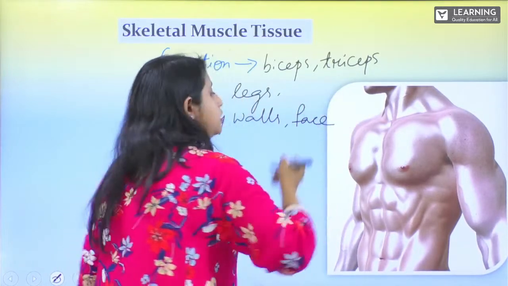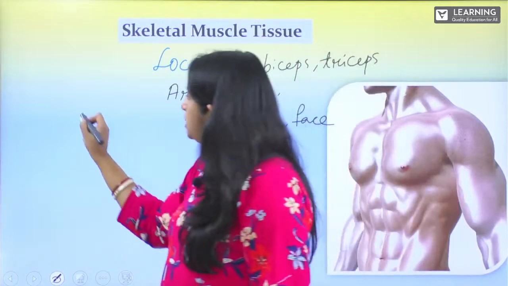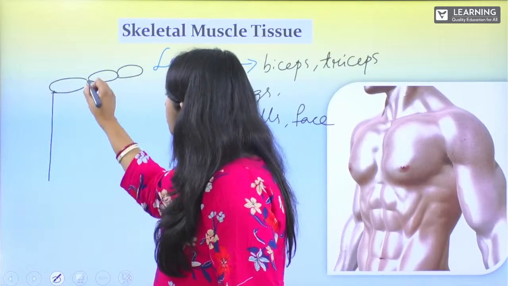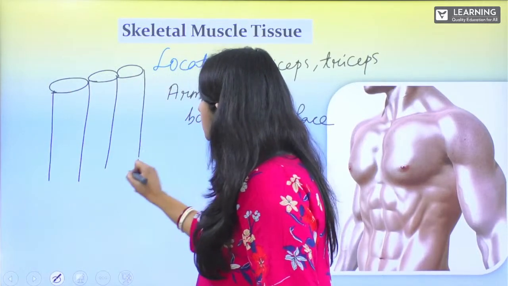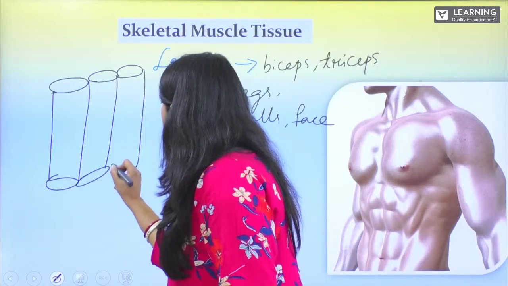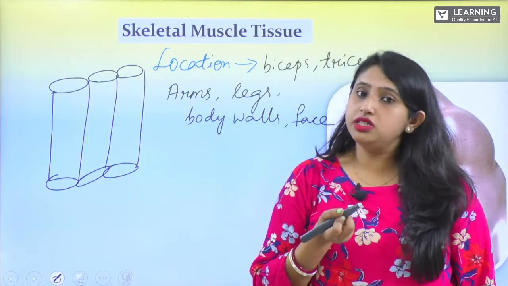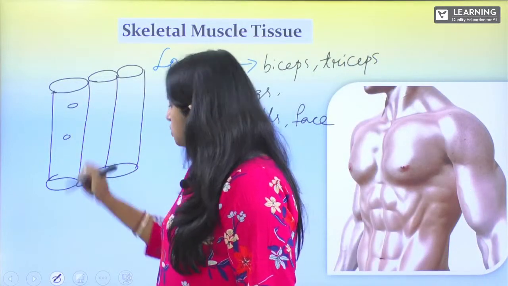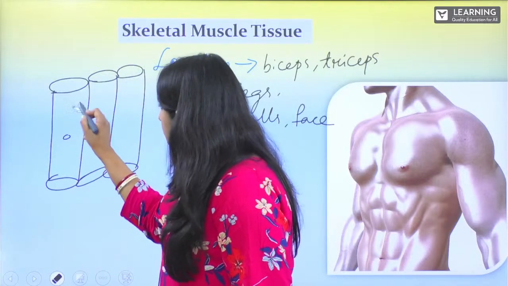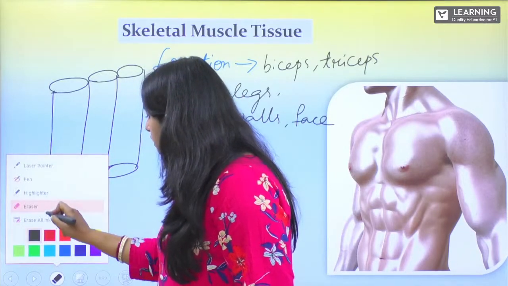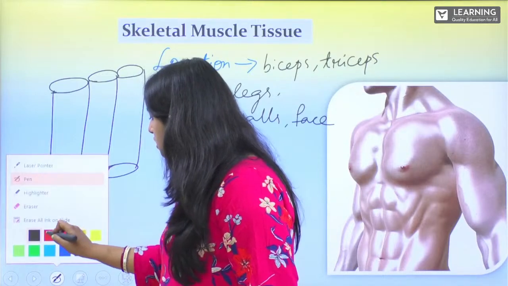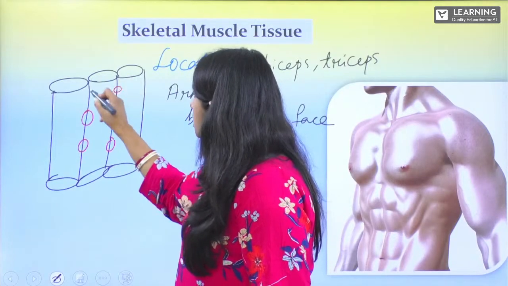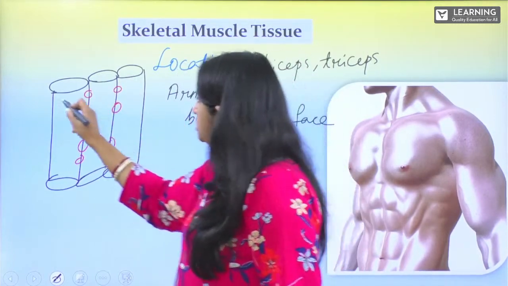So when we look into the diagram, as you have seen, they are cylindrical like this, isn't it? These are myofibrils. They are cylindrical. Are they branched or unbranched? They are unbranched, right? The nucleus will be present here, in between. This is the nucleus. So here the nuclei are present.